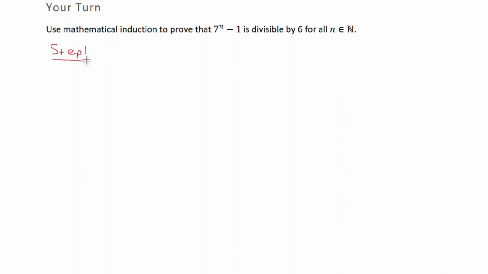So our first step, as always, is our base case. Because we're in the natural numbers, that's when n is equal to 0. When n is equal to 0, we have 7 to the 0 minus 1, which is equal to 0, which is divisible by 6, because 0 divided by 6 leaves a remainder of 0. So the base case holds.